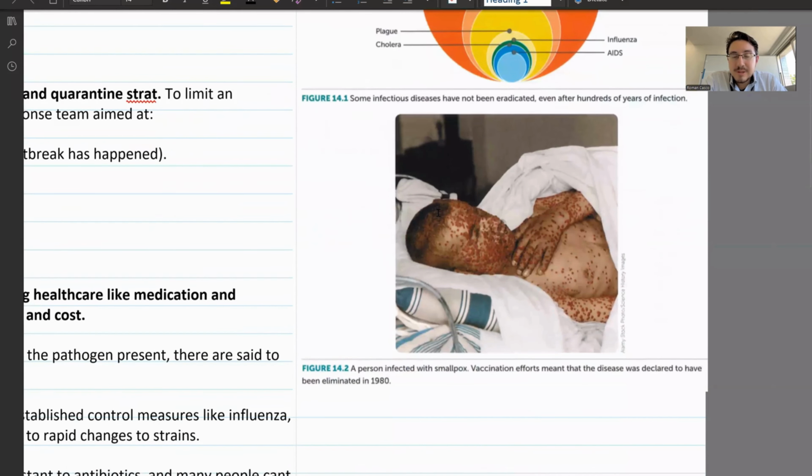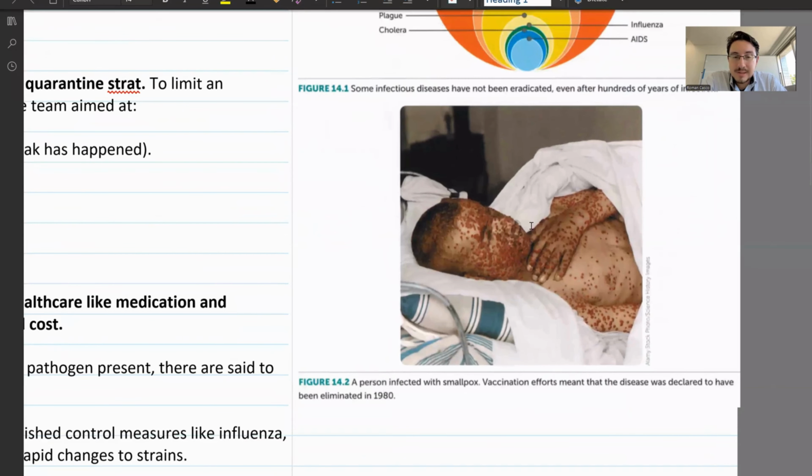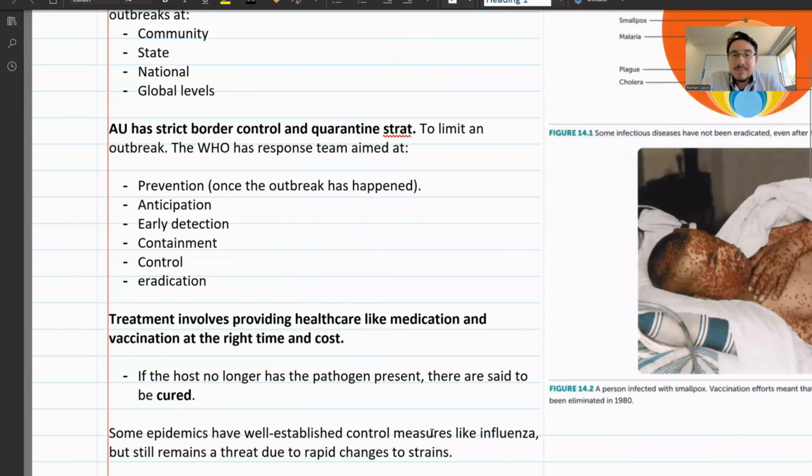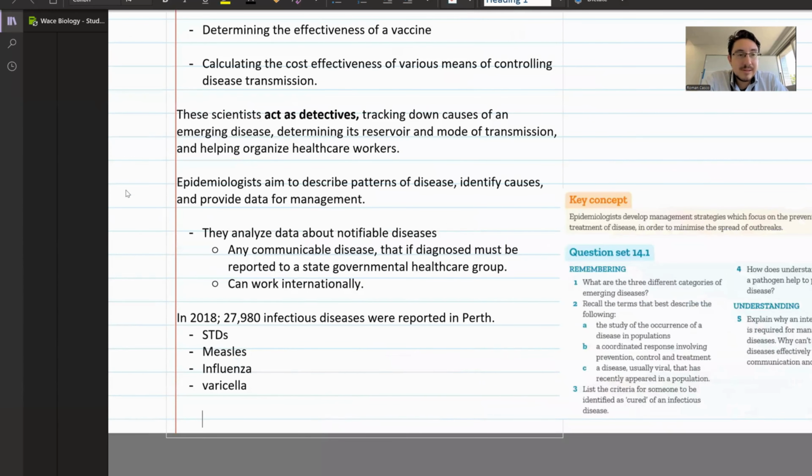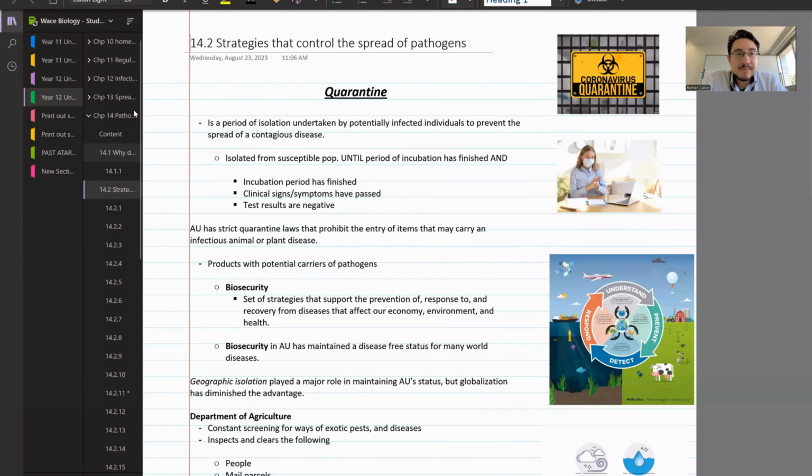There's a picture that you see here in the textbook. It's basically a person infected with smallpox. This is a very intense case, and now you hardly see this anymore because of vaccination, with smallpox essentially being eliminated since the 1980s. Okay, go to the next page here.